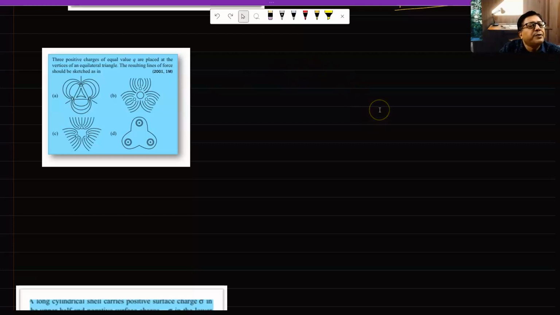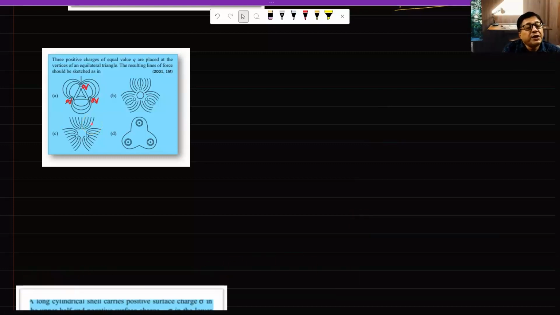You can decide quickly which one will be the actual diagram. Multi-option correct? No, this was only one option correct, I remember. This one is not possible. Why is this one not possible? Because 3 charges of equal magnitude Q were placed at the vertices of an equilateral triangle. All are Q. All Q charges are there. So they are showing this as the direction of line of force.